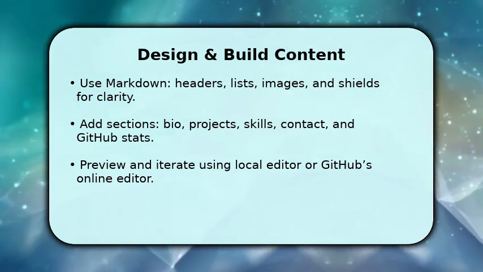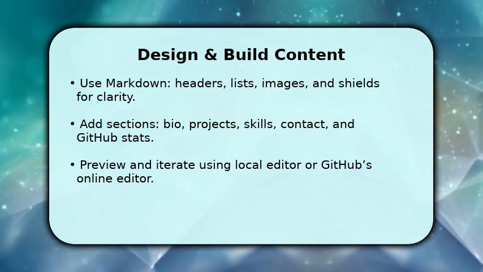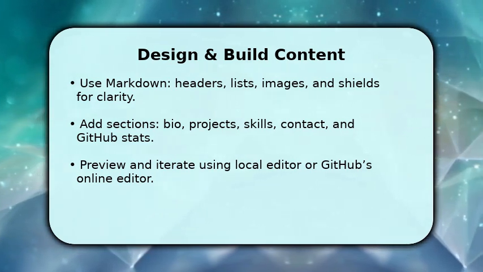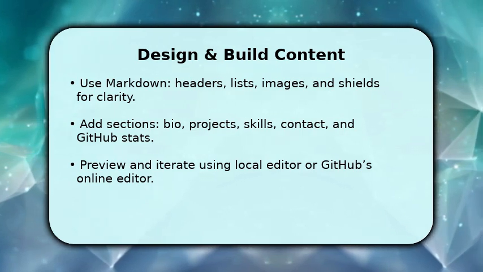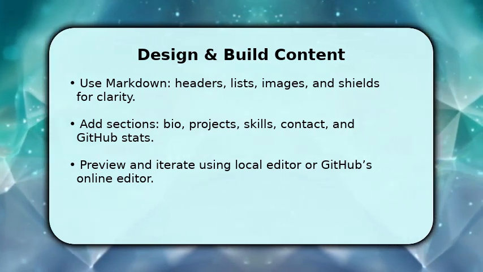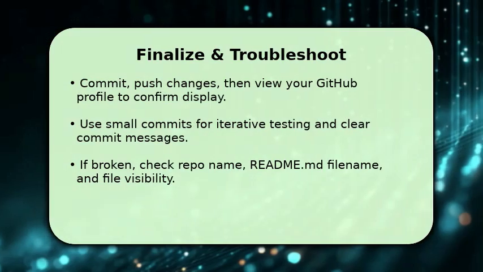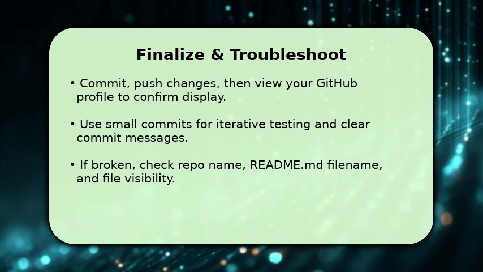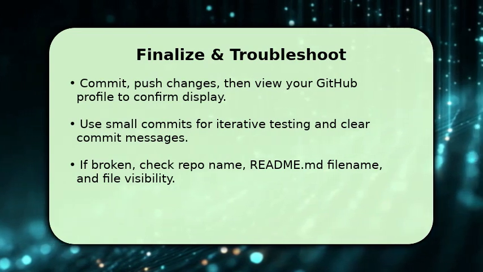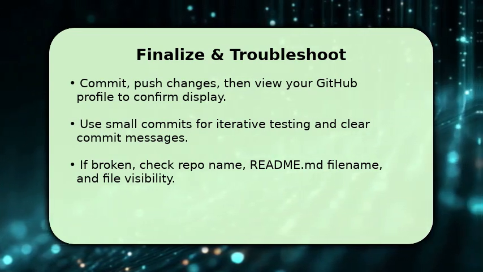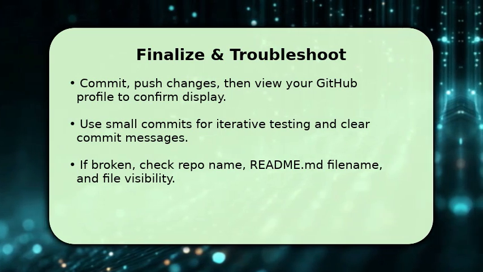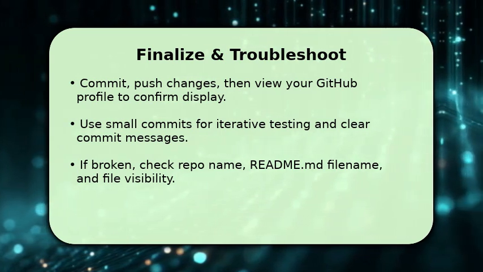Once drafted, preview changes in GitHub's editor or locally with a markdown viewer to tweak layout and line breaks. Make sure relative image paths are correct and assets are in the repo. Finish by committing and pushing your polished README, then refresh your GitHub profile to verify it appears as expected. Once done, iterate. Small commits and descriptive messages make rollbacks easy.